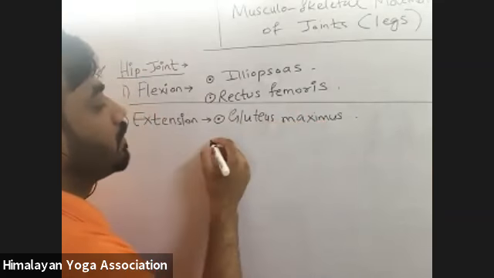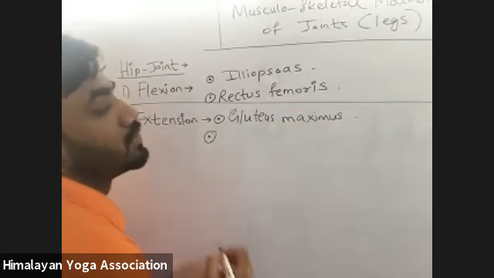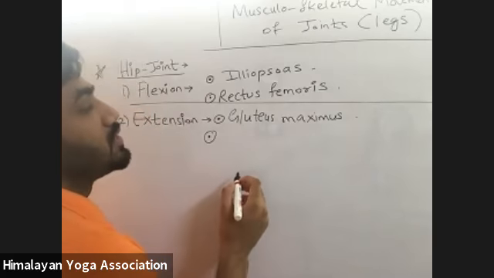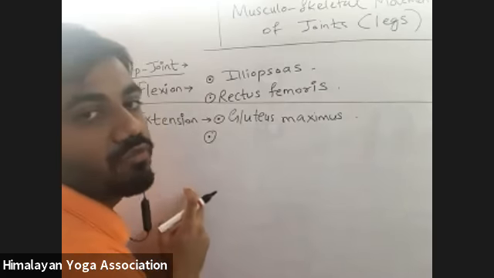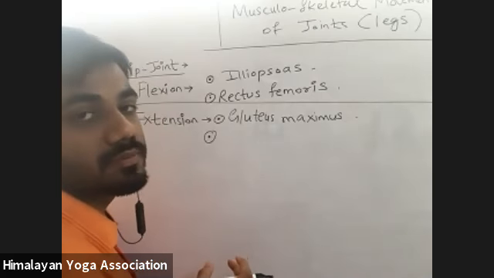Apart from this, we have the group of hamstring muscles. The group of hamstring muscles are also responsible for the hip extension movement. Can you tell me what this group of hamstring muscles are?